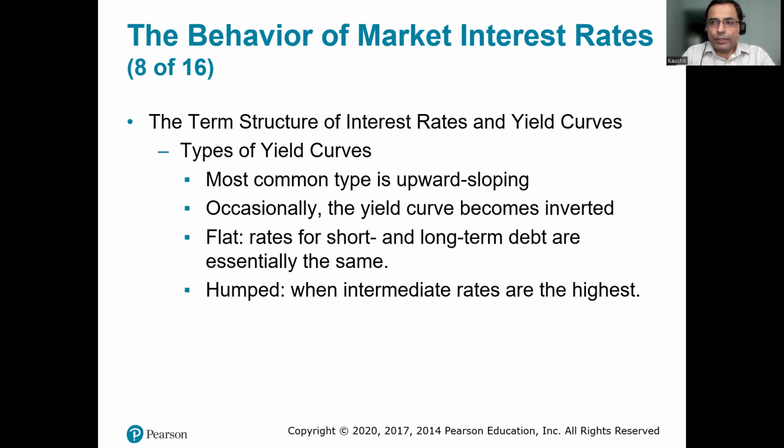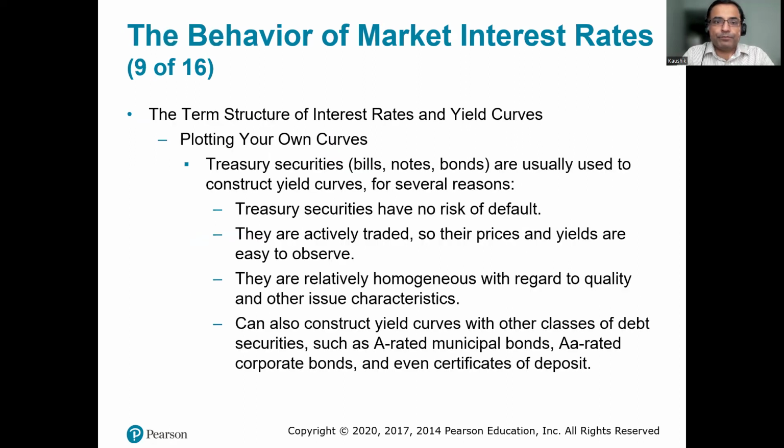So what do we notice in the yield curve? It is generally upward sloping. That is, longer maturity bonds pay higher interest as compared to shorter maturity bonds. Sometimes the yield curve may be inverted. That is, shorter maturity bonds pay higher interest than the longer maturity bonds. Sometimes it is flat, that is, the interest rates for short-term and long-term debt are essentially the same, and sometimes it is humped. So the intermediate maturity bonds have the highest rates.